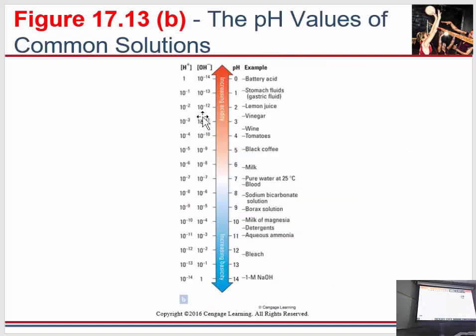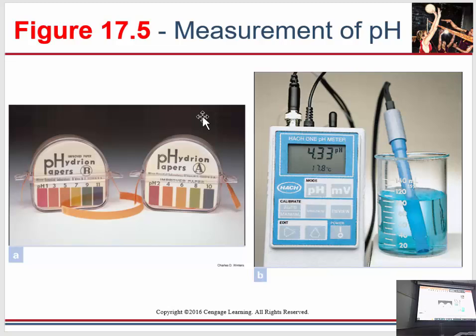We can see certain solutions. Battery acid, pH 0. Stomach acid, pH less than 1. Lemon juice is pH 2, very acidic. Vinegar is very acidic, pH around 3. Wine's around 3.5. Tomatoes are quite acidic at 4. Black coffee, 5. Milk is getting close to neutral. Pure water, 7. Blood is near neutral, just slightly basic. Sodium bicarbonate, weak base. Borax, weak base. Milk of magnesia getting stronger. Detergents getting stronger. Aqueous ammonia is quite basic. Bleach is very basic. Sodium hydroxide, very basic.